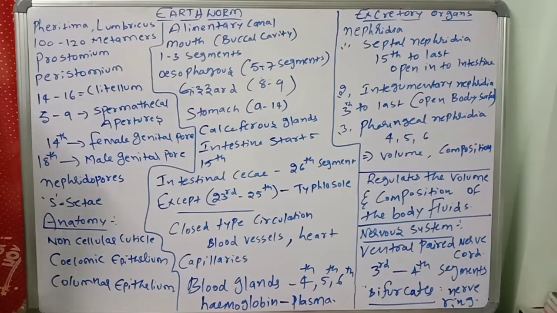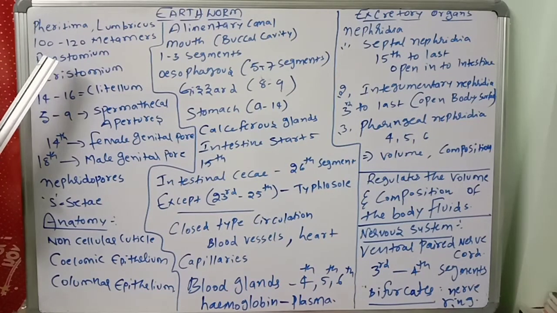Now, the anterior end consists of the mouth and the prostomium, a lobe which serves as a covering for the mouth. The prostomium acts as a wedge to force open cracks in the soil through which the earthworm may crawl. The prostomium is also sensory in function.